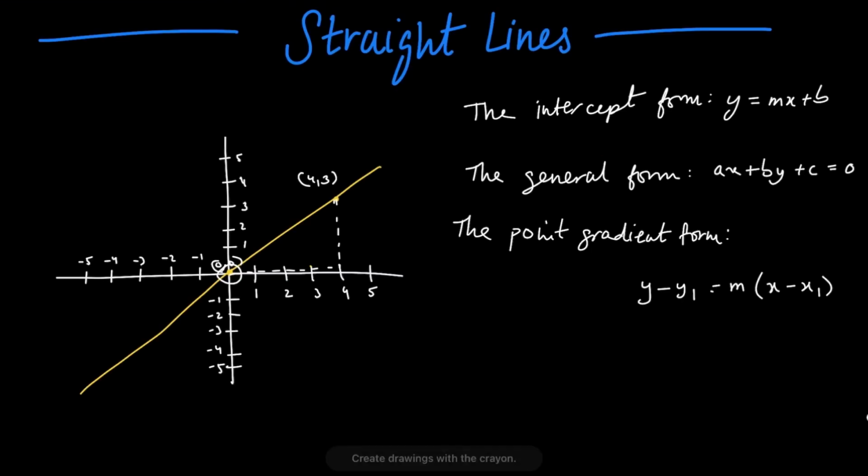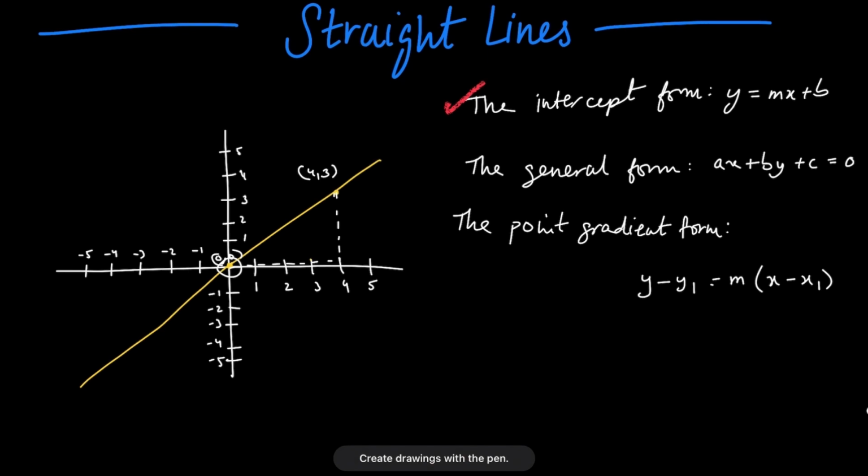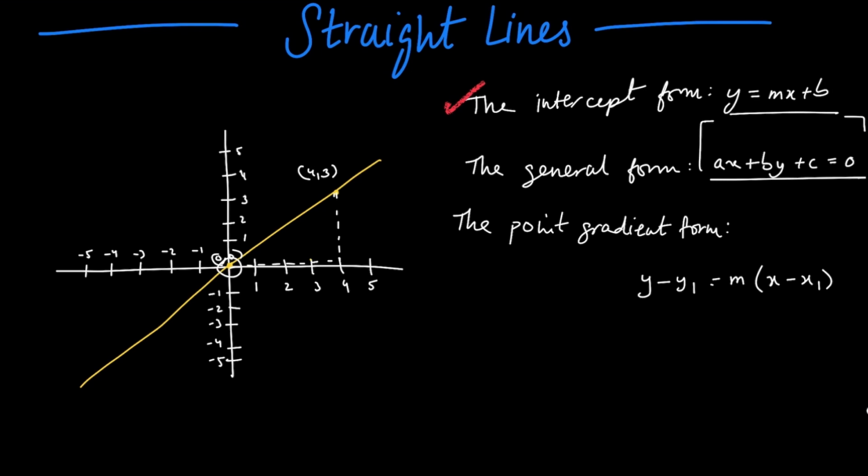So there are three forms that we can see lines in. We just covered the first one, which is the intercept form. And now we'll look at the second one, which is the general form, which is ax plus by plus c is equal to 0. We can see that y equals mx plus b is the rearranged version of ax plus by plus c, and I'll show you why.